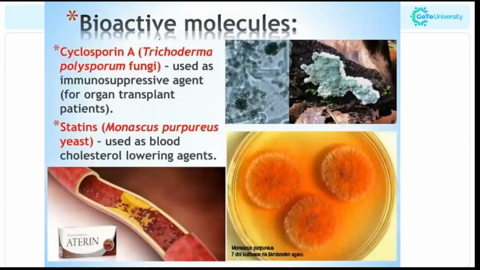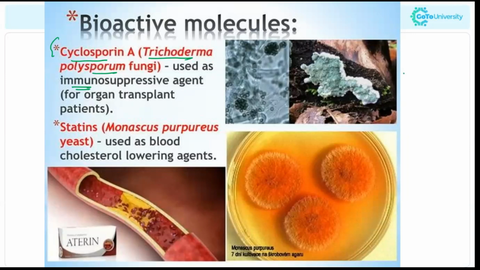Okay, now moving to the next one, cyclosporin A. It is used as an immunosuppressive agent in organ transplant patients, and it is produced by the fungus Trichoderma polysporum. Remember all these organisms and the products they produce. Here it acts as an immunosuppressor. The term immuno refers to a process providing self-protection, acting as a barrier to a foreign body or a foreign organism.